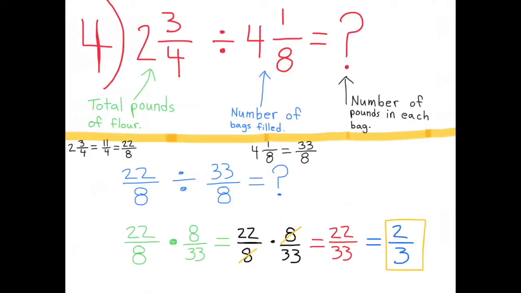2 3/4 is the same as 11/4, which is also equal to 22/8 if you wanted to have a common denominator of 8. 4 1/8 is equal to 33/8. So we can rewrite this equation as 22/8 divided by 33/8 equals question mark. 22/8 times 8/33 is equal to 22/33, which can be reduced to 2/3. There are 2/3 groups of 4 1/8 in 2 3/4.